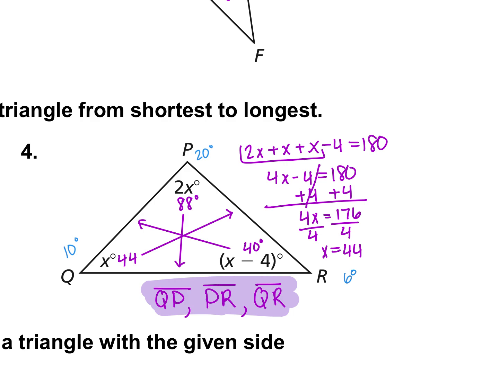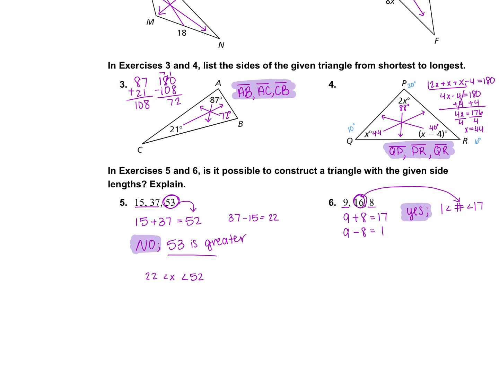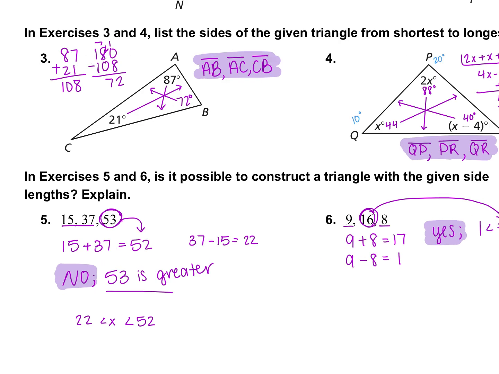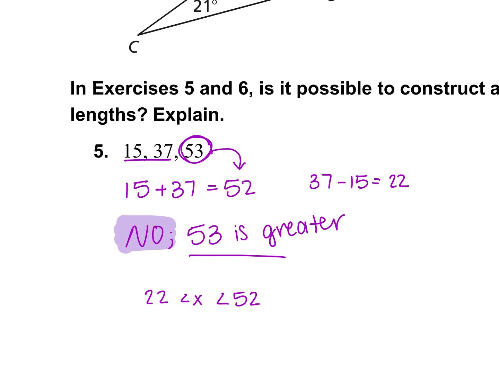Okay. Looking at the next one, these two, you did not have to construct anything. It's asking, is it possible to construct a triangle with the given side lengths? So looking at this one, you have to take the 2 smallest. My 2 smallest here were 15 and 37.